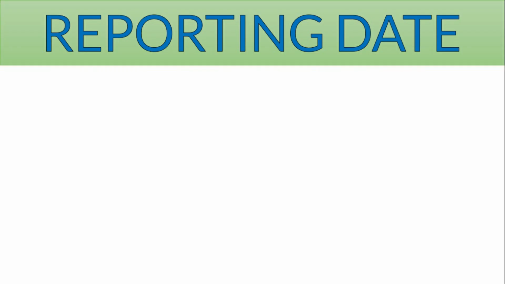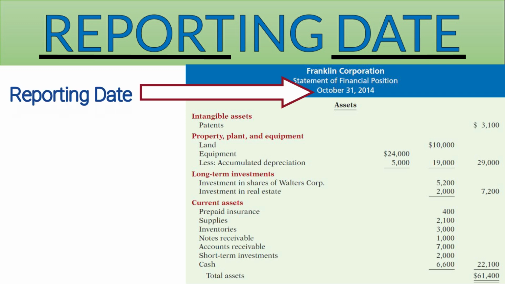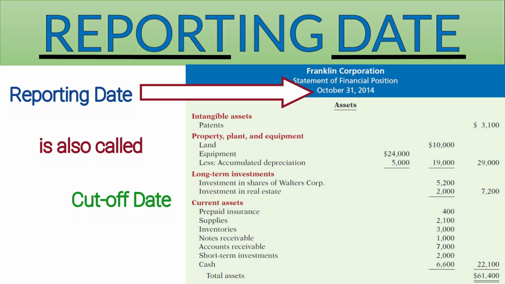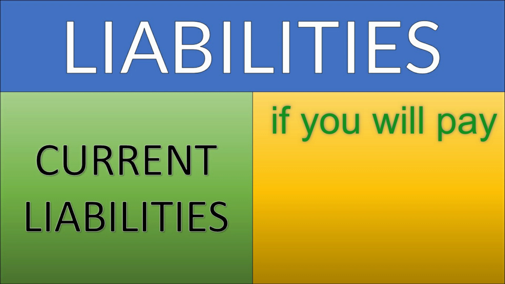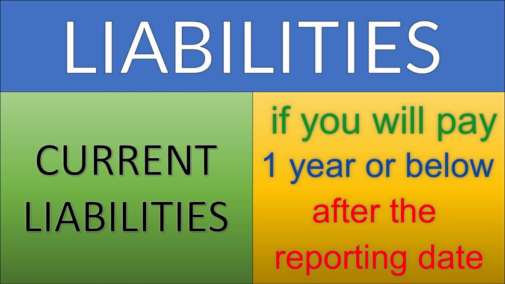In accounting, we have the so-called reporting date. This is the date of all your reports. The date of your reports can be located at the top portion of each business report. Reporting date is also called the cut-off date in accounting. So if you will pay your liabilities 1 year or below the reporting date, that liability is current in your report.